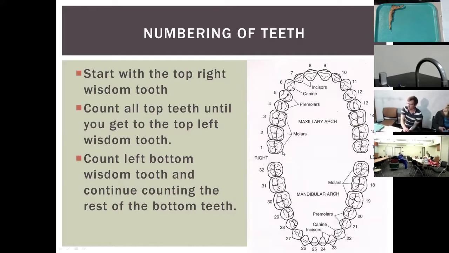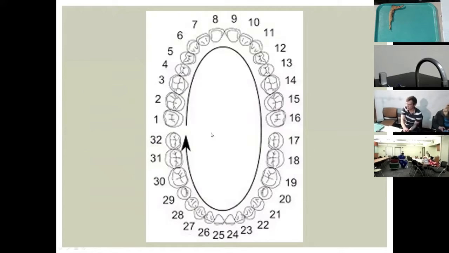Now, say someone doesn't have a wisdom tooth, so they don't have a number 1. You start with number 2 and count 3, 4, 5. So you would just skip the number that they might have missing. And so it should look like this clockwise pattern where you start with the top right wisdom tooth and then make a clockwise circle all the way around the mouth until you get to 32. So if they're missing a tooth somewhere, you just skip over that number.